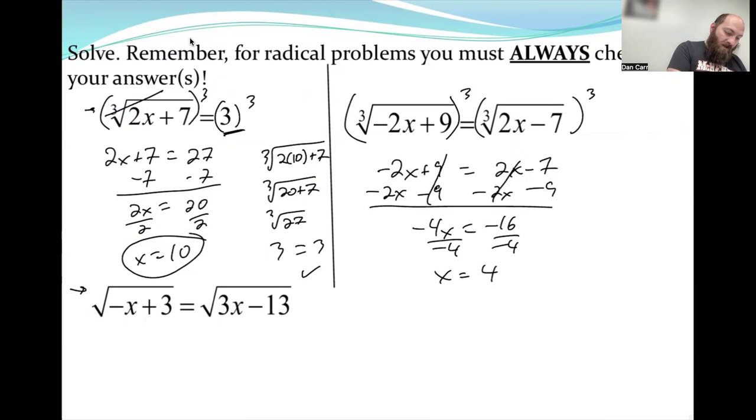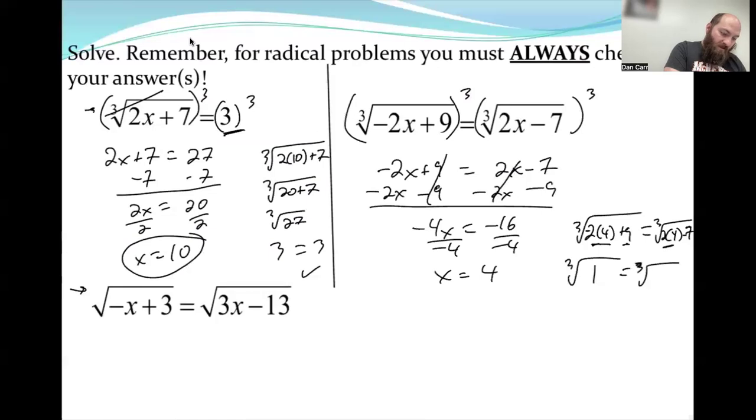Again, just do a quick double check. Is the cube root of negative 2 times 4 plus 9 equal to the cube root of 2 times 4 minus 7? Oops, sorry about that. Sorry, that was a negative 2x. So that's negative 8 plus 9, which is a positive 1. Does that equal the cube root of 8 minus 7, which is also 1? So we're good because 1 equals 1.